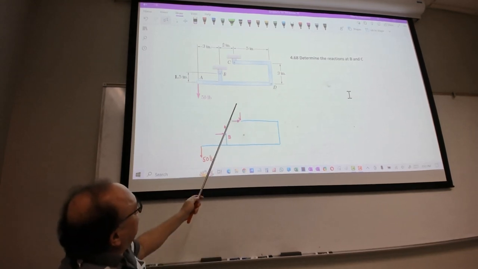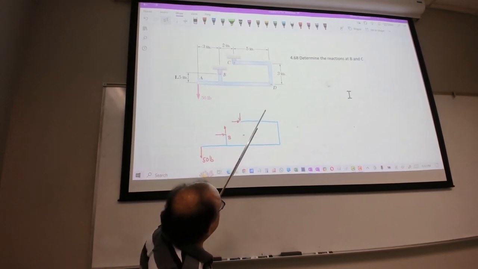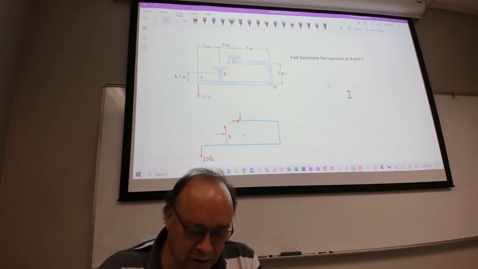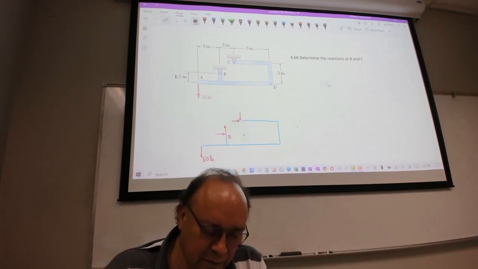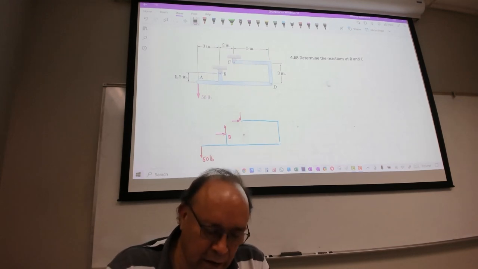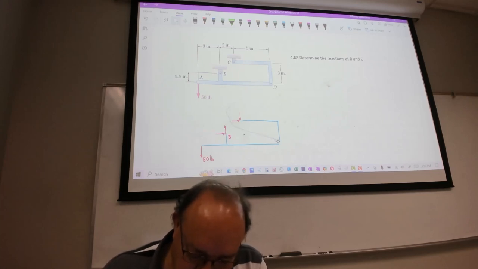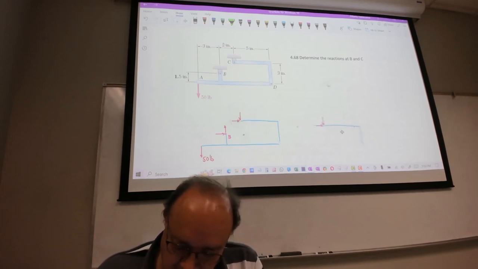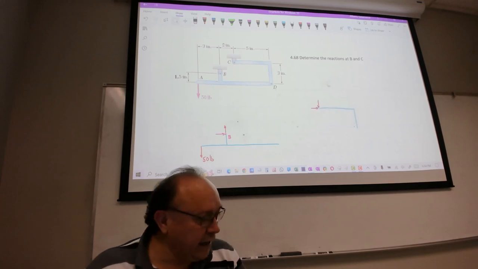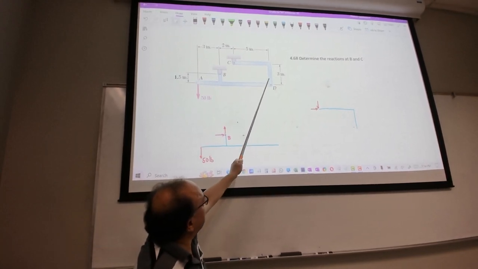Well, what you have to do is break this and analyze these two structures separately. So let's erase this one right here. Let me break this here, and then I analyze them separately. There will be some forces here, the interaction between those two, right?